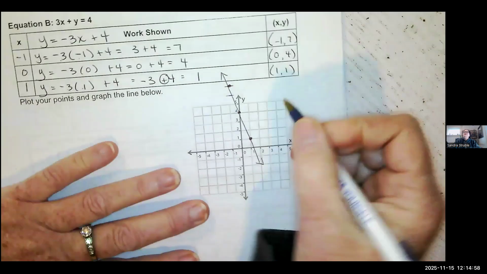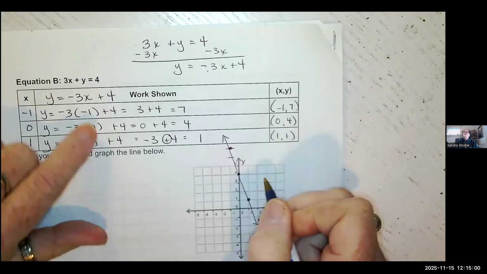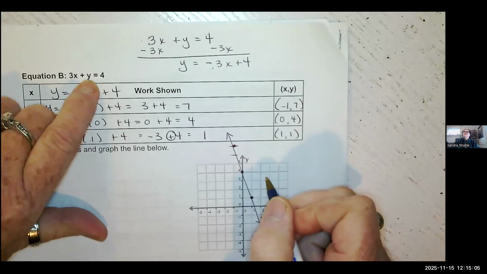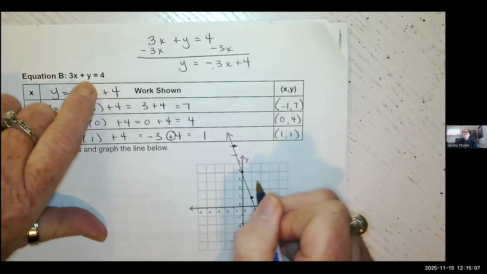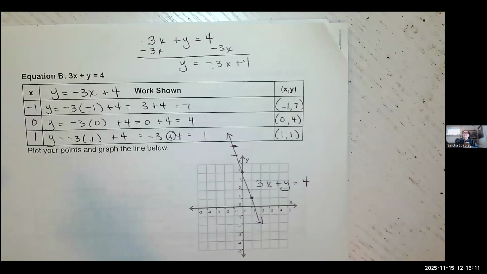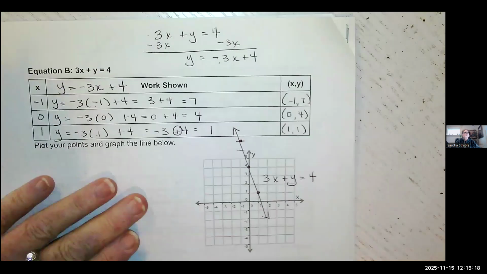All right, and then I have to label it. Now I could label it as this or this. I'm going to always use the original equation, because what if I calculated it wrong? What if I solved for y wrong? That means everything else is going to be wrong, but I still want to get the labeling correct.